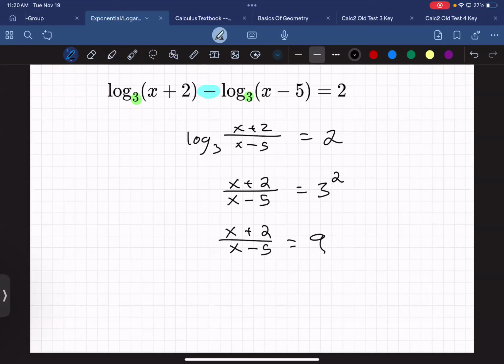Now, make sure you remember here, as far as dealing with these, whenever you have a rational, we want to eliminate the fraction with multiplication. By multiplying both sides by what's in your denominator, that just goes to 1, so I don't need it over there. And then I'll have x plus 2 equal to whatever I get over here.